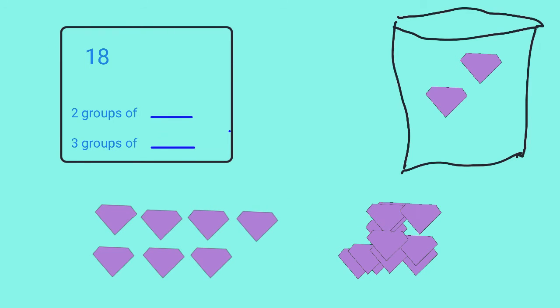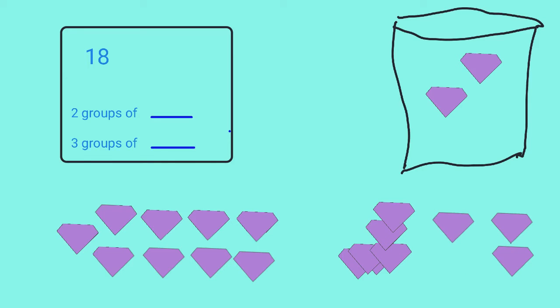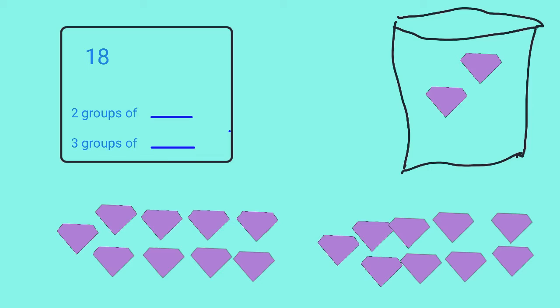9. So we can divide this, let's see, 2, 4, 6, 8, 9. 2, 4, 6, 8, 9. So we have now equal groups of diamonds, 2 groups of how many diamonds, everyone? Get ready? Yes, 9.